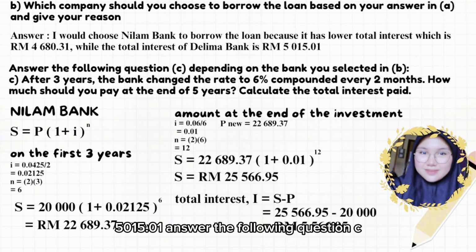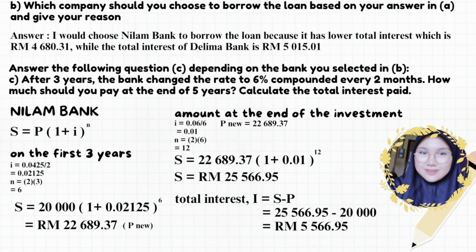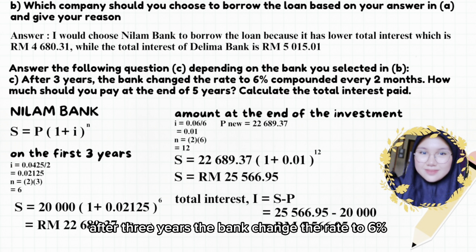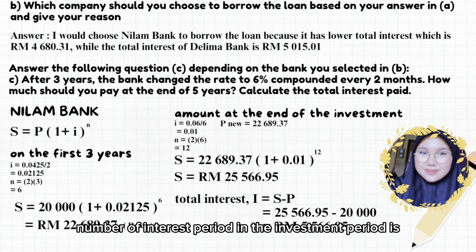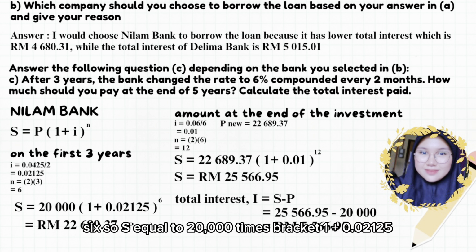Answer the following question C depending on the bank you selected in B. After 3 years, the bank changed the rate to 6% compounded every 2 months. How much should you pay at the end of 5 years? Calculate the total interest paid. So for the first 3 years, the periodic interest rate is 0.02125 and the number of interest periods in the investment period is 6.